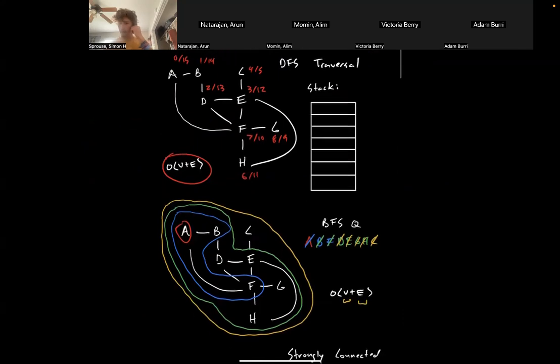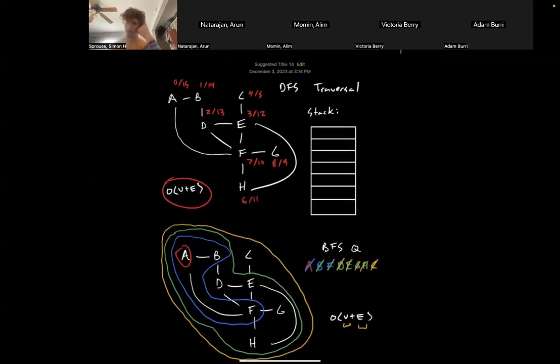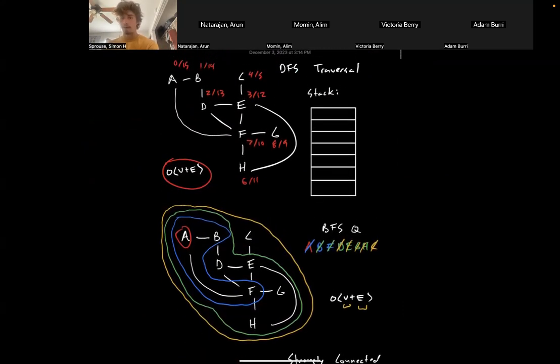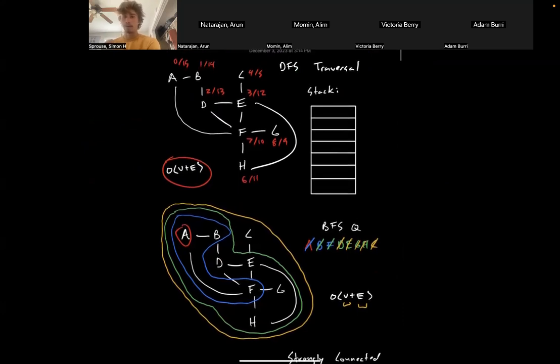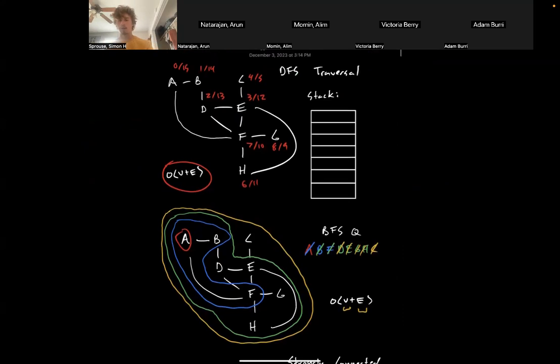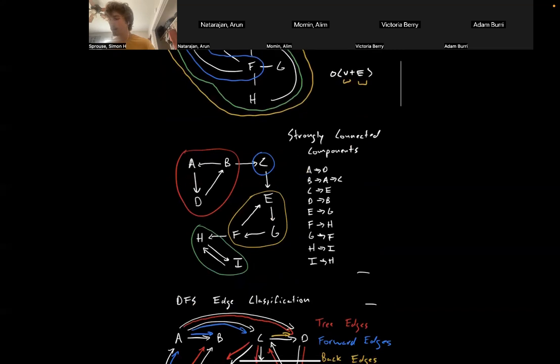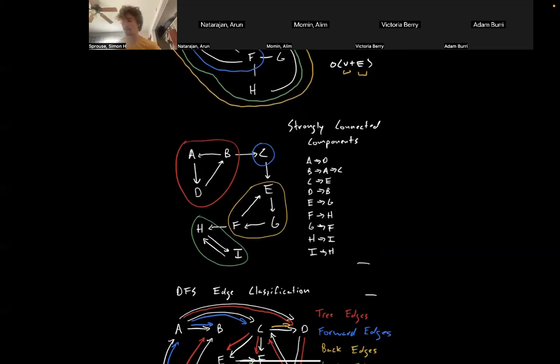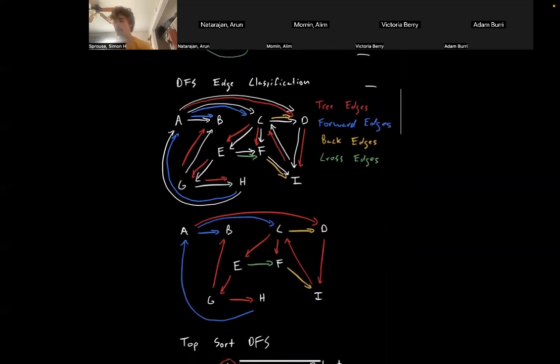Quick little recap. Basically, all of graph traversal is dependent upon these two algorithms, DFS and BFS. You can think of them as almost like brothers, or maybe cousins. They do almost exactly the same thing, except they use different data structures, one being a stack and one being a queue. You can break a graph into strongly connected components, and there are some rules for how you do that.